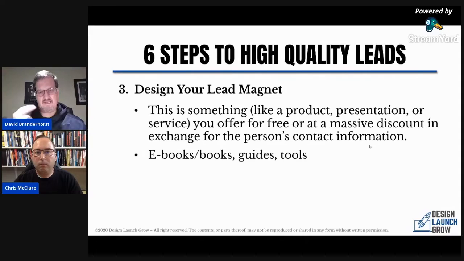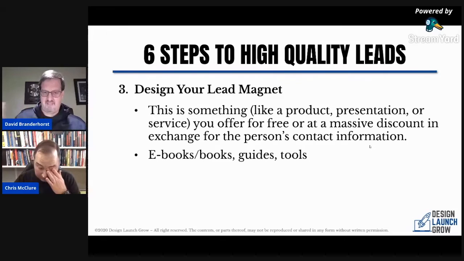So these types of things can be ebooks. You could give away a free ebook, a book. A lot of times when people see book funnels, that's what a book funnel is. A book is being used as the lead magnet for your book funnel. You're giving away your book at a massive discount in exchange for that person's contact information and a few dollars.